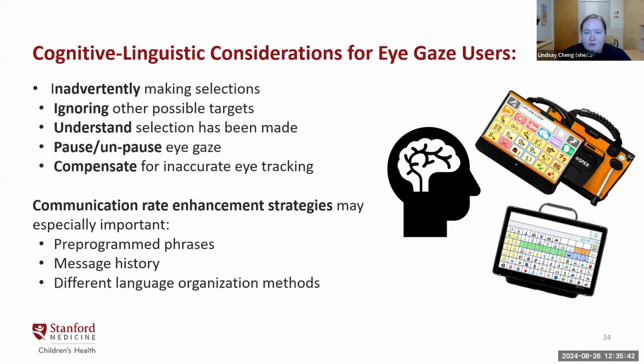It is very important that we distinguish linguistic abilities from eye gaze accuracy and proficiency skills. Considering reducing the cognitive linguistic demands during the initial stages of teaching eye gaze access, which might include using eye gaze games or rate enhancement strategies for communication. This might include things like pre-programmed phrases, message history, and considering different language organization methods versus maybe a generic template.